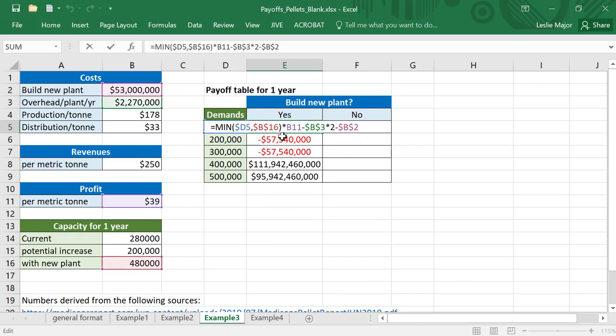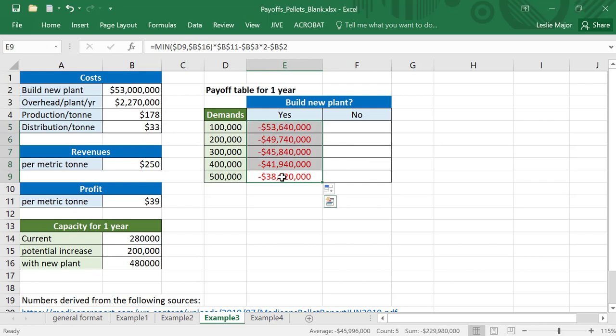Good. And forgive me, I forgot to fix something here. Let's have a quick look. So sorry, one thing I forgot to lock. Speaking of locking, I'm going to lock the reference to B11 as well. There we go, that $39. Good. Now we're ready to go. Perfect. And then copy that down. Good. Okay, so we're showing a loss throughout the whole first year if we're counting that $53 million.